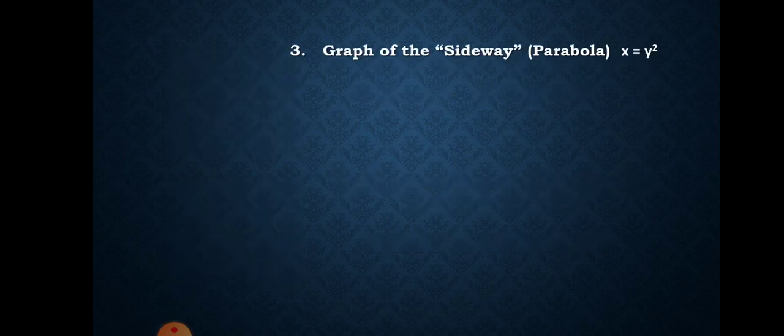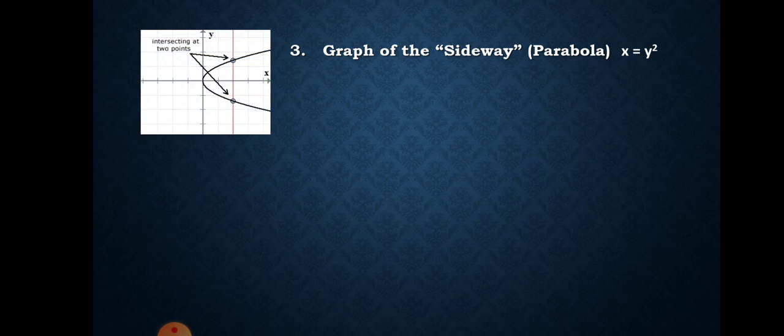Let's try graph number 3 or the graph of the sideway parabola which is x is equal to y squared. Nakaharap po sa kanan ang ating parabola at nagdrawing po tayo ng pulang line, vertical line, and it intersects into 2 points. So, ibig sabihin, yung vertical line is nakipag-intersect siya sa sideway parabola, makikita natin yung dalawang intersection or intersecting at 2 points. So, kapag ganyan po ang itsura niya, that is not a function.